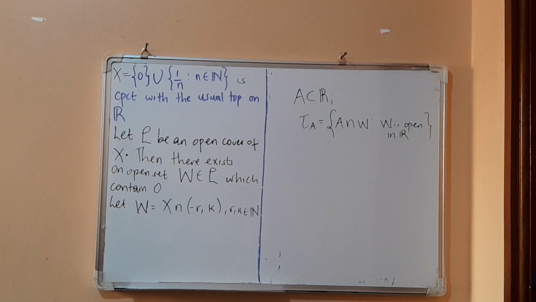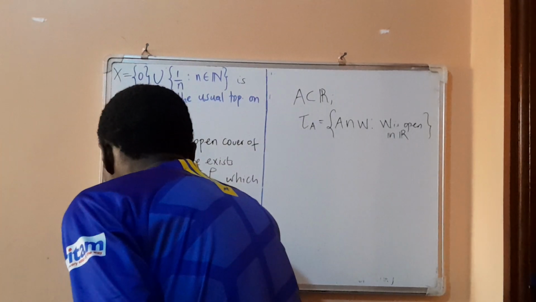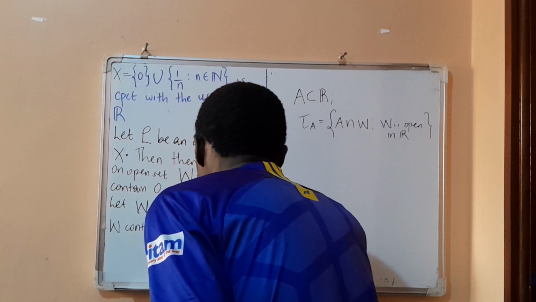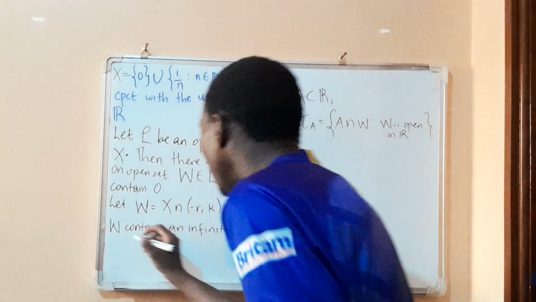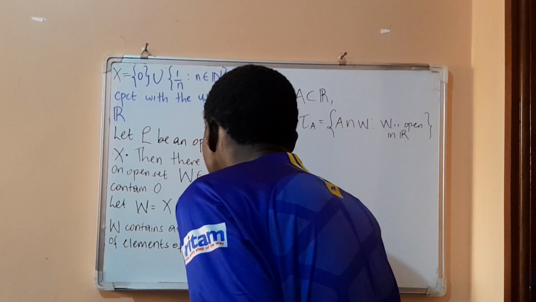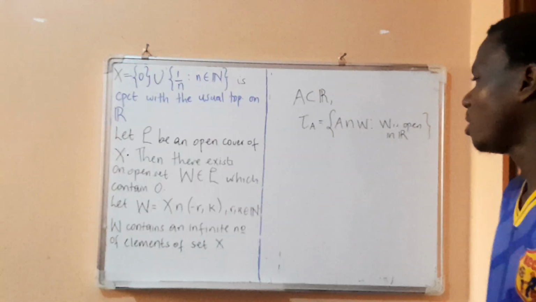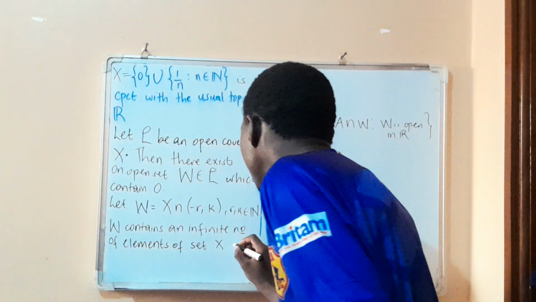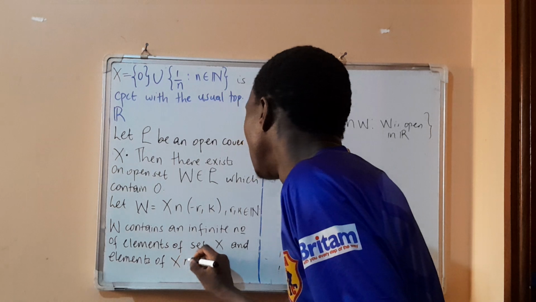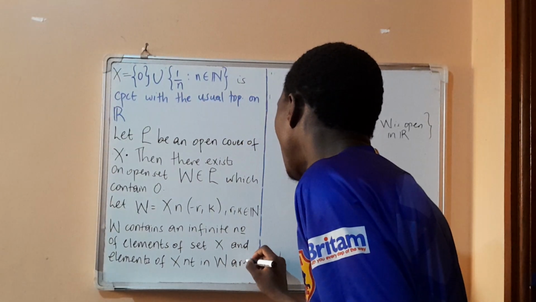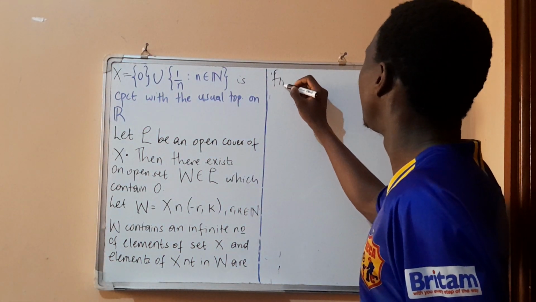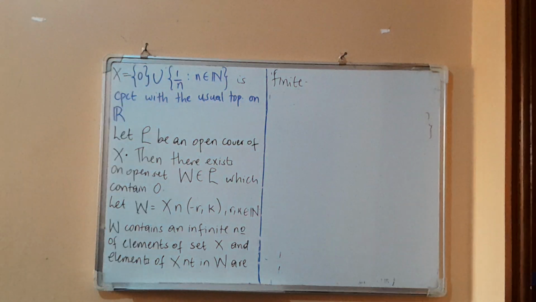Now, what do we realize about this W? W contains an infinite number of elements of X. This set constructed in this way has infinitely many elements of X, and the elements of X not in W are finite. Elements of X not in W, they are finite.